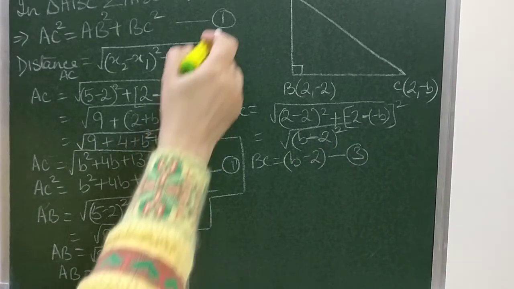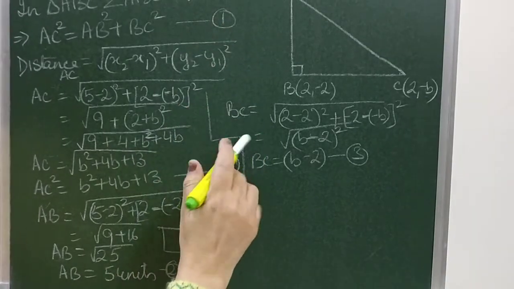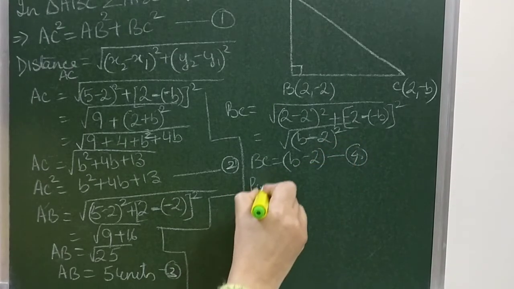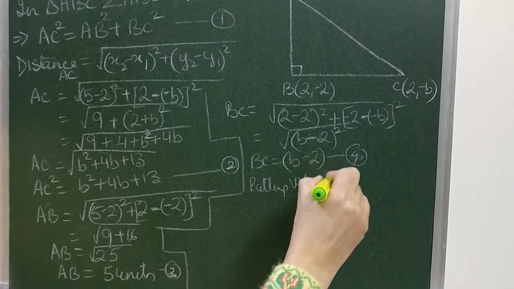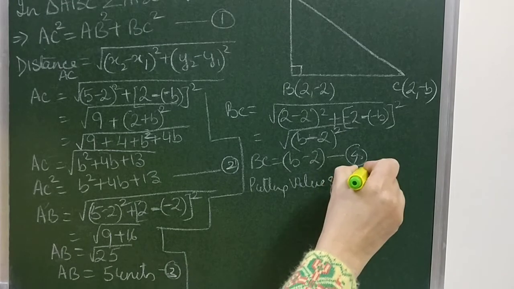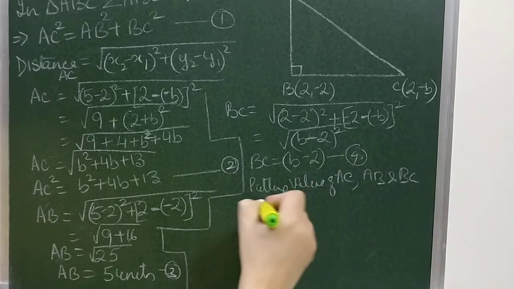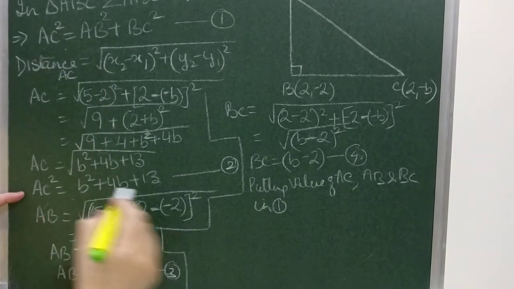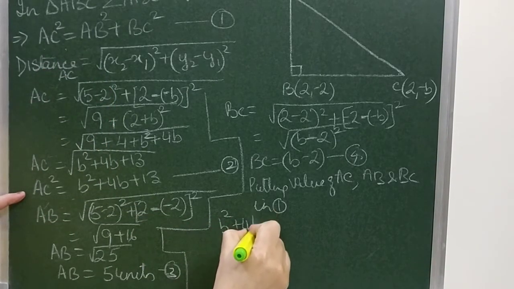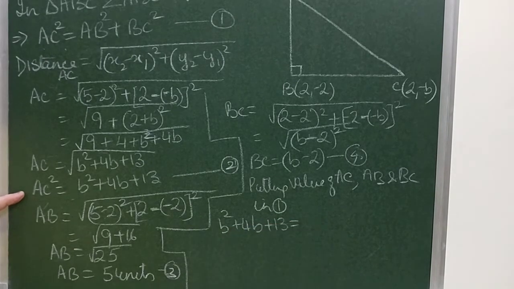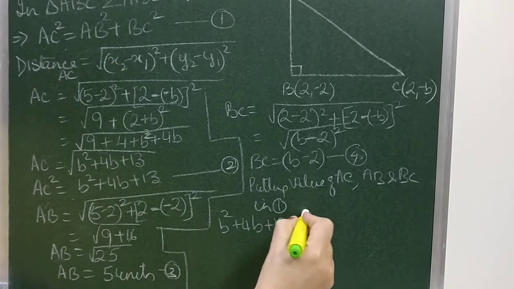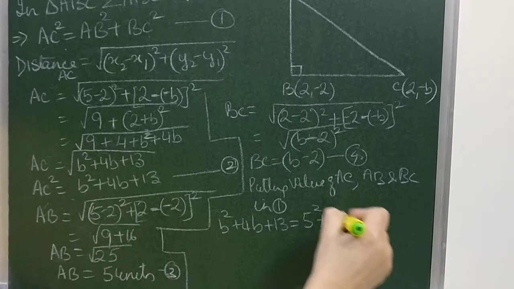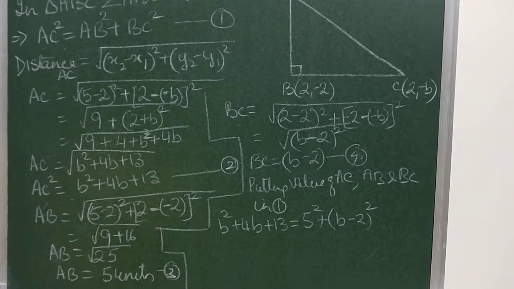Now this is 1, this is 1, this is 2, and this is 3, 4. Putting the values of AB, AC, AB and BC in 1. We put this value. So this AC square we got as b square plus 4b plus 13 is equal to AB square, means 5 square, and BC square, means you get b minus 2 the whole square, right? So we are ready to solve it.